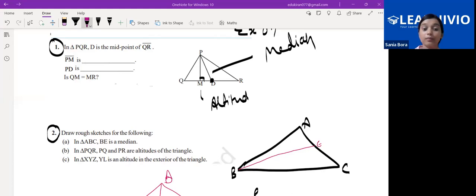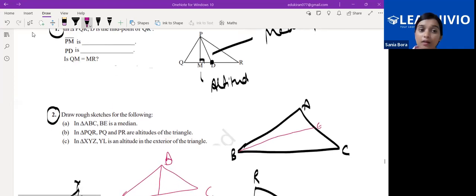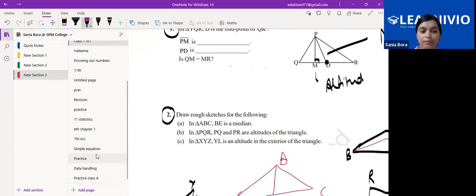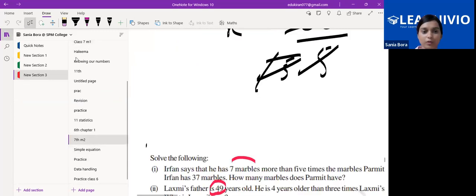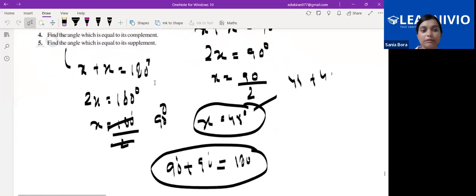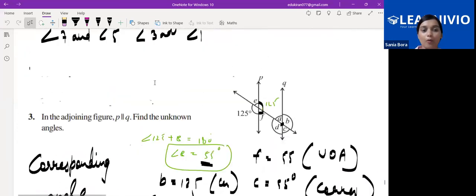Ma'am, can't we take symmetry or exponents and powers? Yeah, we can start with symmetry as well. Okay, do you people want to start with symmetry? Yes, ma'am. That's easy. Okay, let's just start with symmetry then. I just need to complete the syllabus anyhow.